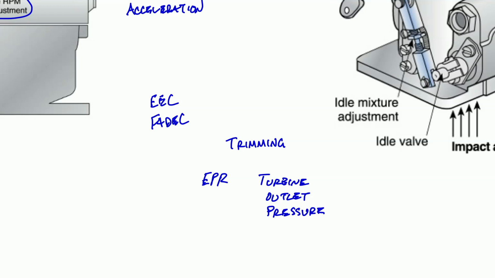But otherwise, the engine is rolled up to full throttle and it's going to be allowed to stabilize for, say, 5 minutes or so. And once it's stabilized, then the readings are made on either the EPR over here or the turbine outlet pressure and compared with what the ratings for the engine should be. And then some adjustments can be made to the fuel control device if need be. But that's the basics behind what we see with the fuel trim.